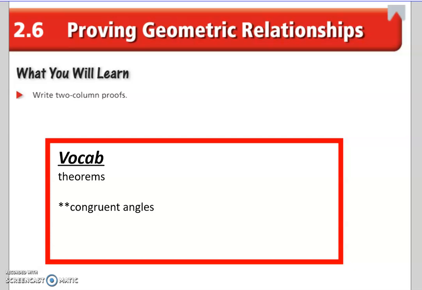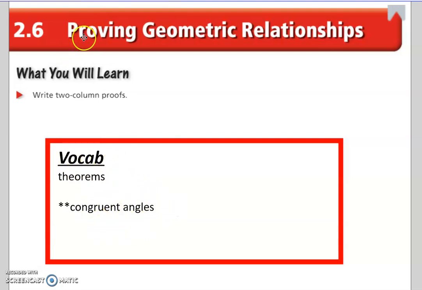Okay, this is 2.6, proving geometric relationships. Okay, so still proving, like I said, we're going to be doing a lot of proving from here on out in geometry. Notice our objective is still about writing two-column proofs, but today in this section we're going to be focusing on congruent angles and their theorems.